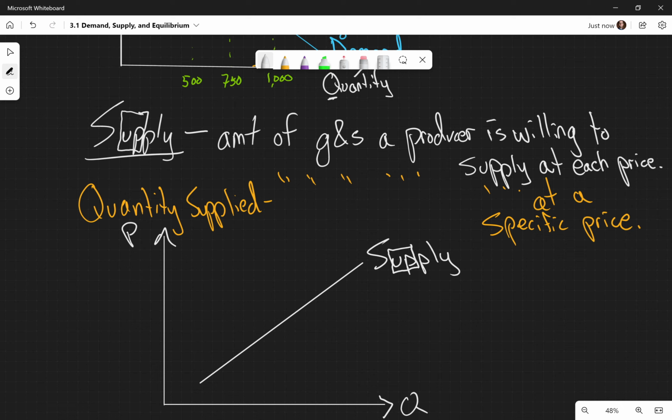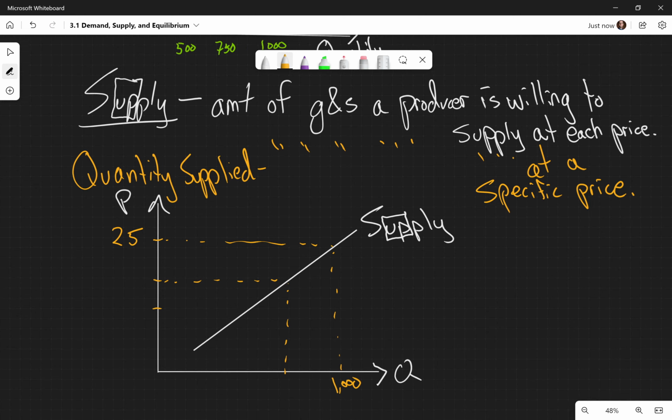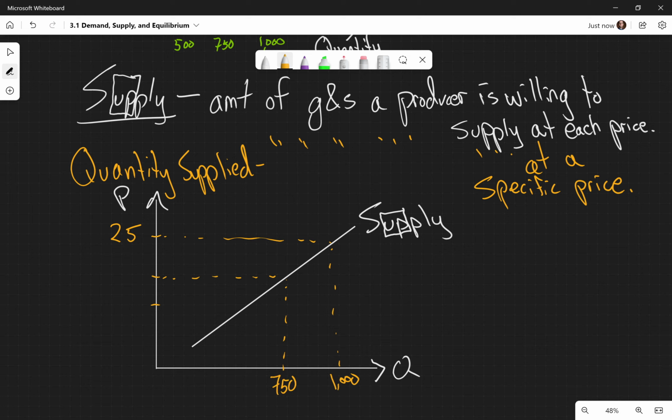And when we're talking about the quantity supplied, we're talking about, again, at specific prices. At $25, the suppliers are willing to provide 1,000 of these goods. At $20, they're getting less, so maybe they're willing to spend less time open, or spend less time selling, or spend less time doing the consulting or servicing it or whatever, right? And when the price falls even more, they are increasingly disincentivized from producing that good or service and bringing it to the market.